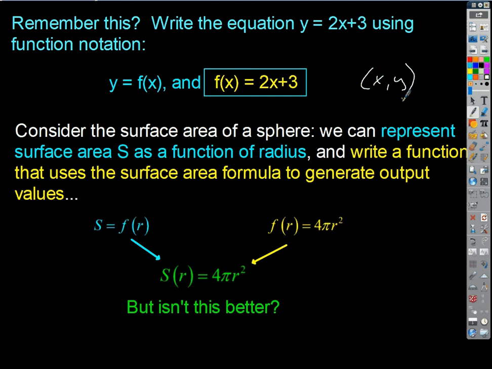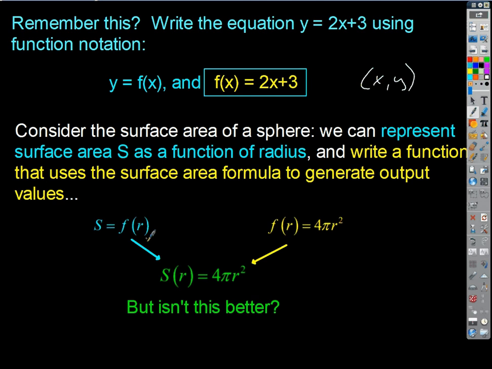So we want to say, okay, there's an X and there's a Y. Well, the Y is built from some kind of function. We can do the same thing with other functions too, and we did something like this yesterday with volume. Let's consider the surface area of a sphere. So we could say something like, let's represent the surface area S as a function of radius. So S equals some function of radius, right?